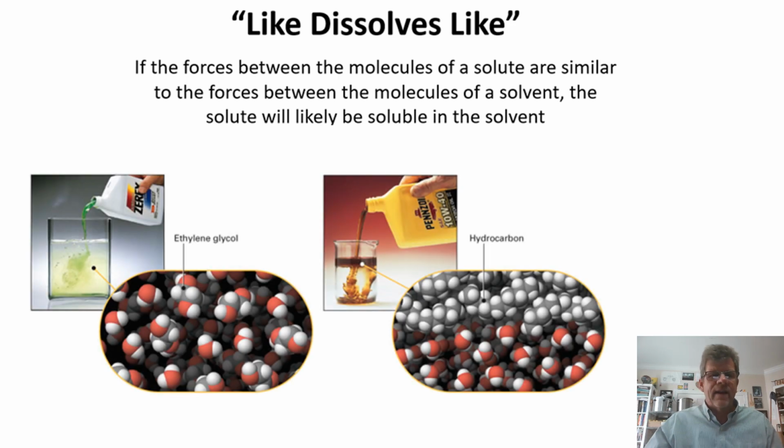Like dissolves like. So for instance, here we have two examples of water as a solvent. In one of them, we're pouring in ethylene glycol. Ethylene glycol is the major component of antifreeze, and it is a polar compound. Water is also polar, so as you can see in this picture, the ethylene glycol is indeed dissolving in that polar solvent, water.